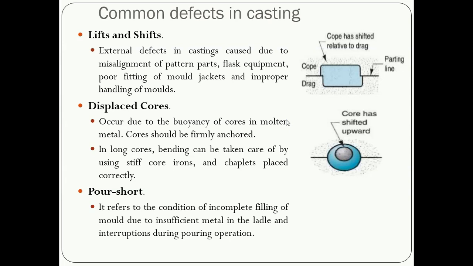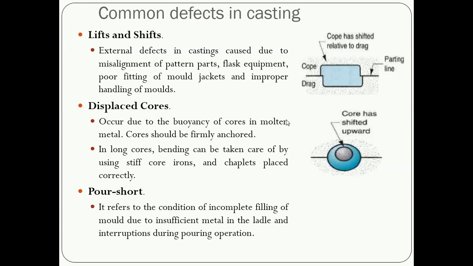Displaced core: the core has shifted upward. In the figure you can see the normal position of the core is at the center of that circular mold cavity, but it has shifted in the upward direction. That is a displaced core. It occurs due to buoyancy of cores in the molten metal. The core should be firmly anchored.